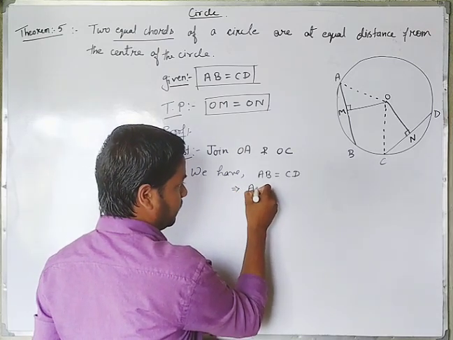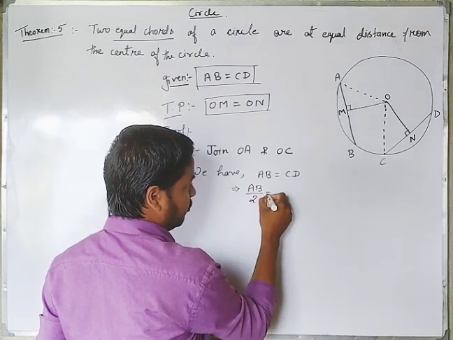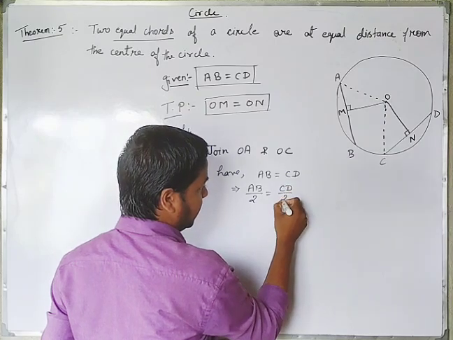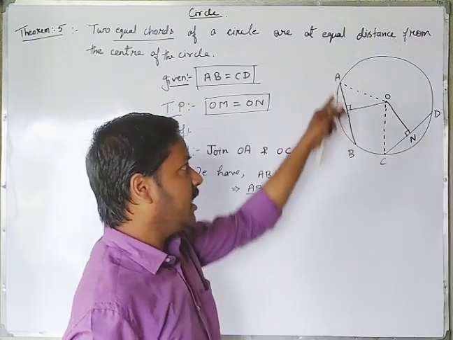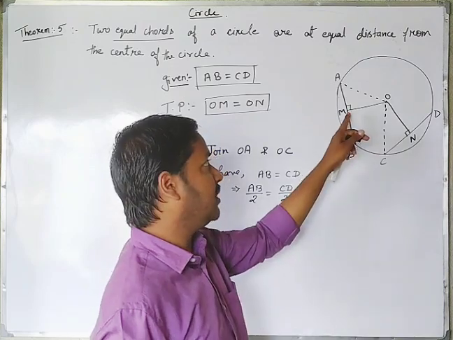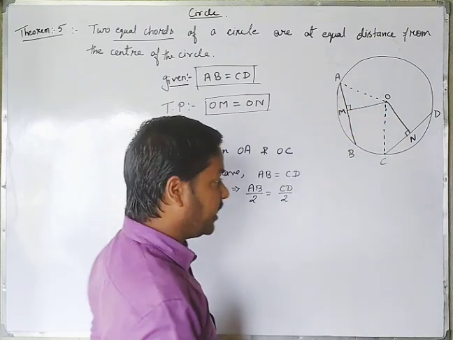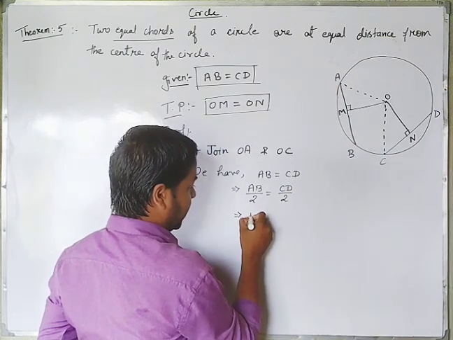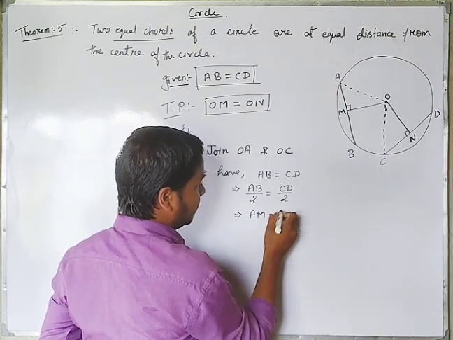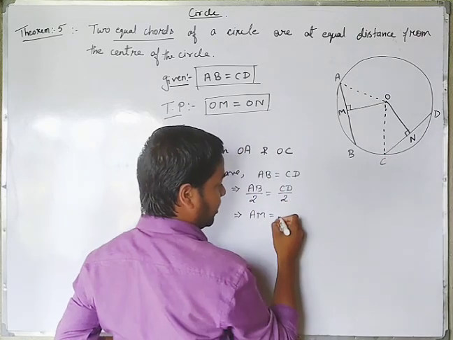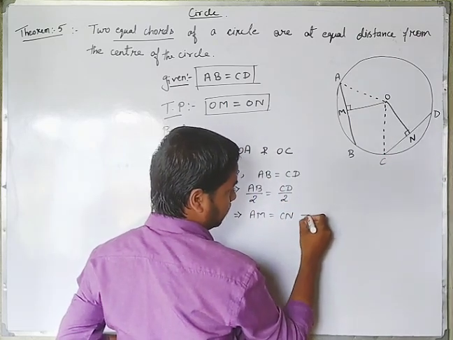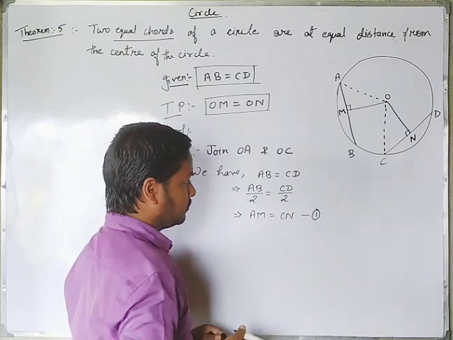This implies AB divided by 2 will be equal to CD divided by 2. Half of AB must be equal to AM. Why? Because OM will bisect AB. It means it will become AM. Similarly, half of CD will become CN. Let it be equation 1.